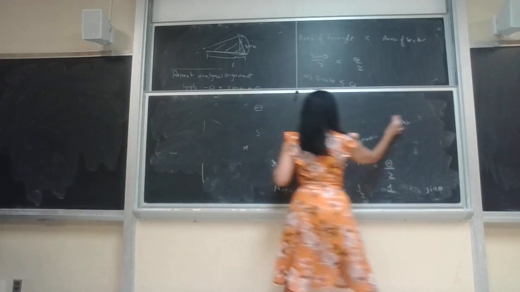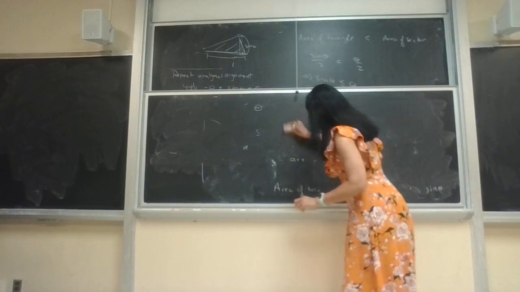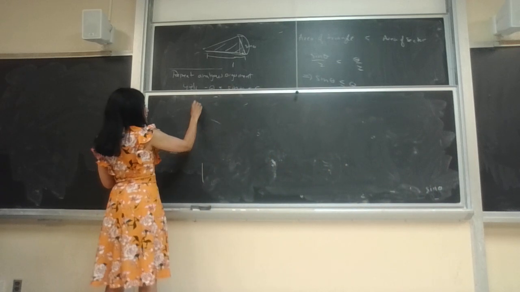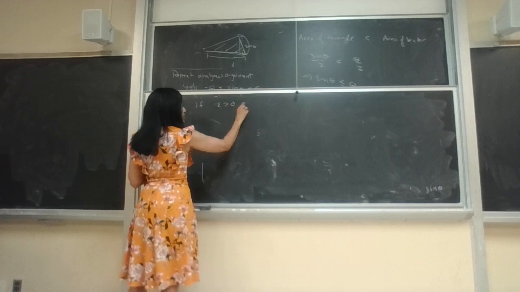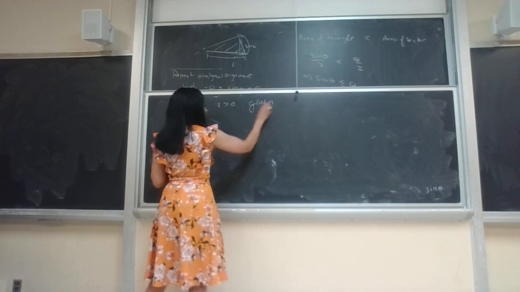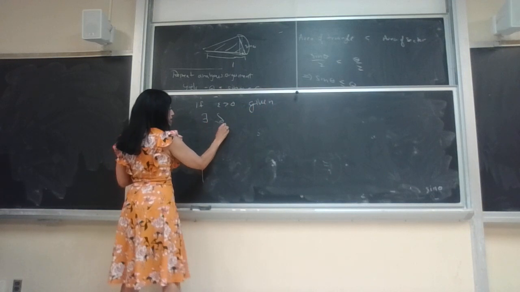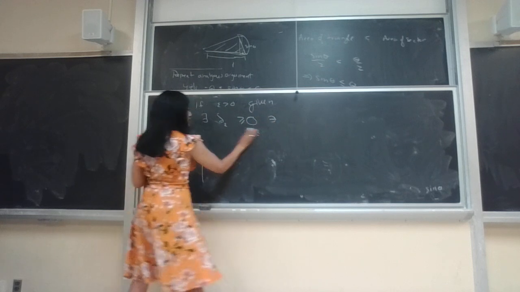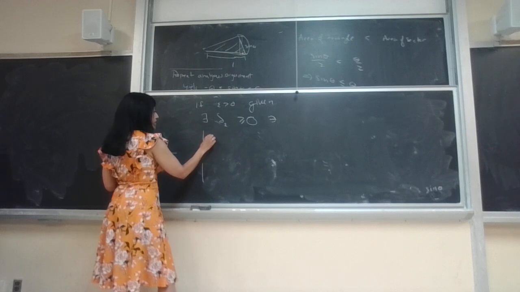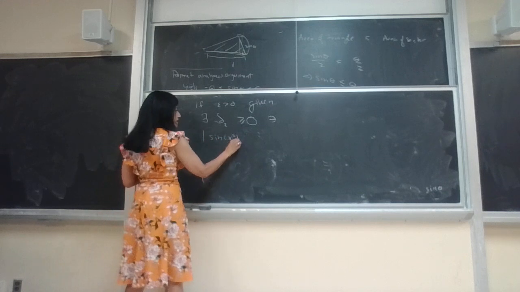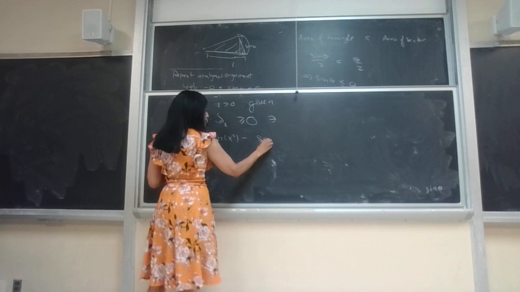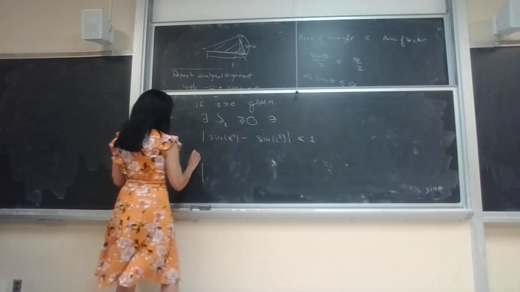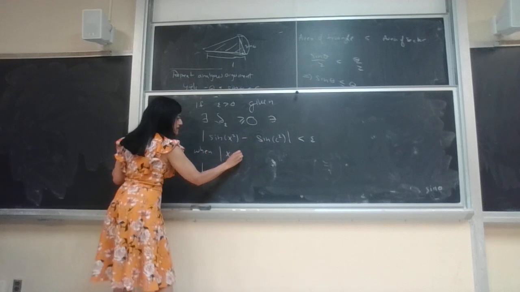Well, let me go back to what I'm trying to show. I'm trying to show that epsilon is greater than 0 given. There exists a delta greater than 0, such that the absolute value of sine of x squared minus sine of c squared is less than epsilon when the absolute value of x minus c is less than delta.